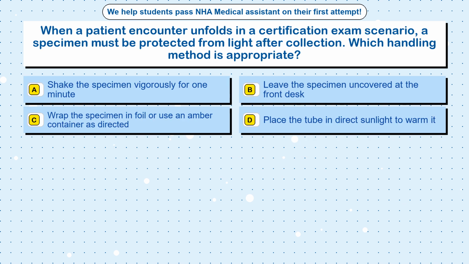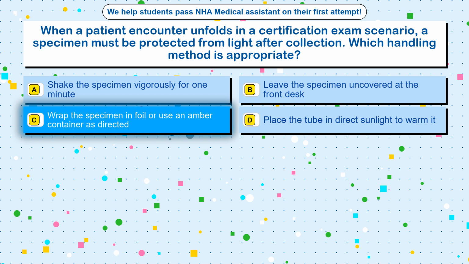Question 14. When a patient encounter unfolds in a certification exam scenario, a specimen must be protected from light after collection. Which handling method is appropriate? Option A. Shake the specimen vigorously for 1 minute. Option B. Leave the specimen uncovered at the front desk. Option C. Wrap the specimen in foil or use an amber container as directed. Option D. Place the tube in direct sunlight to warm it. The correct answer is option C.